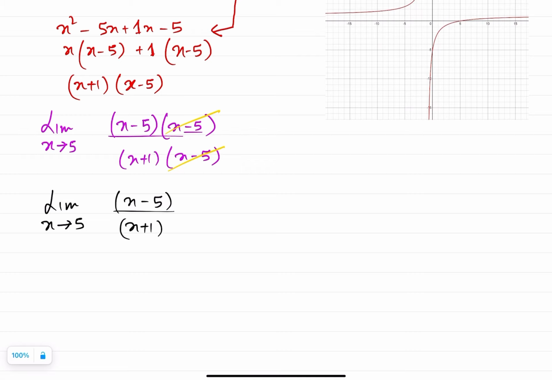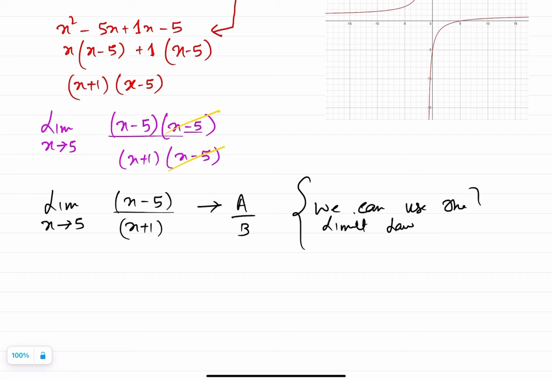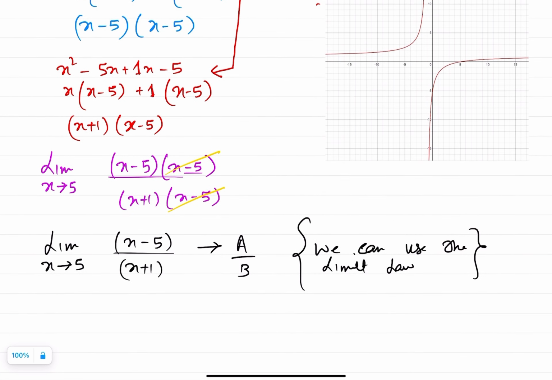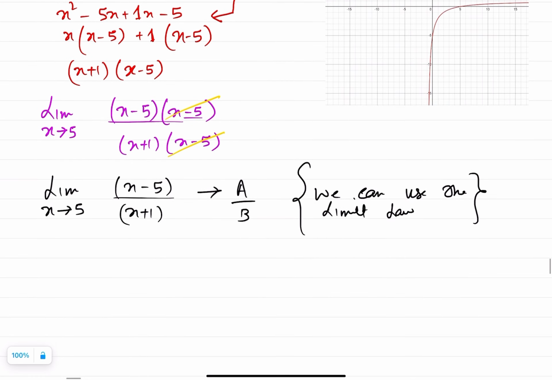This is in the form of a divided by b. In case of division, you can take the limit separately. Now we can use the limit law. Because in the first case we couldn't use the limit law. The reason was it was in the form of 0 by 0. That means we cannot use the limit law. But here, since the limits for functions a and b both exist, we can evaluate.